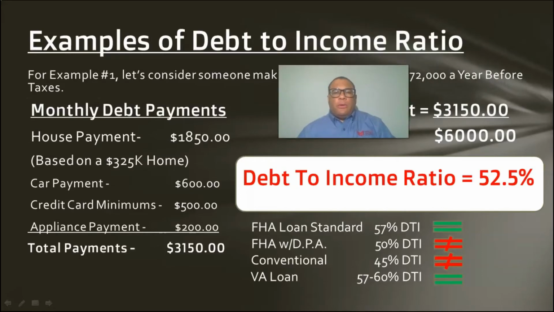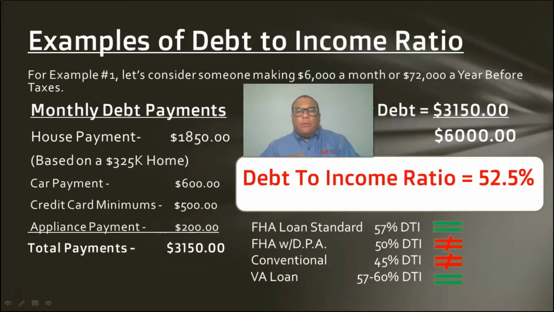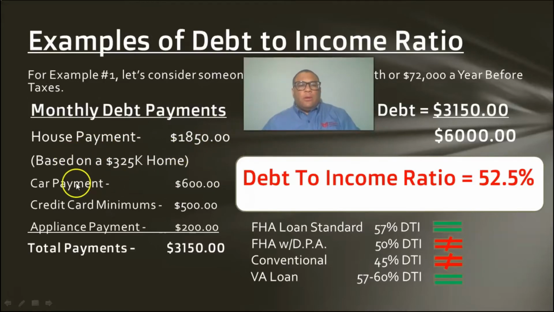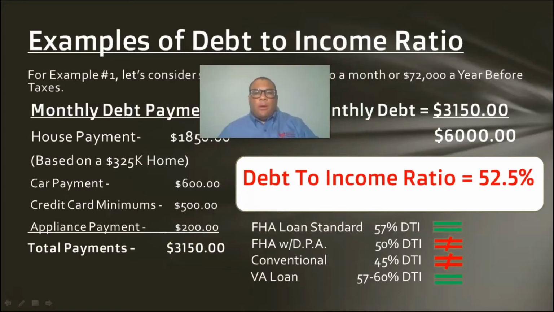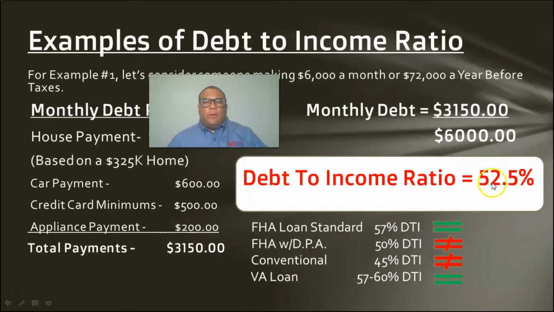The first example is someone that's making $6,000 a month or $72,000 a year before taxes. Monthly debt payments include a future home of $1,850 a month based on a $325,000 house. Car payment $600 a month, credit card minimums $500, and appliance payment like a refrigerator or washer and dryer $200. So that totals $3,150 in monthly debt payments. Divided by $6,000 in a month is 52.5% debt to income ratio, or DTI.